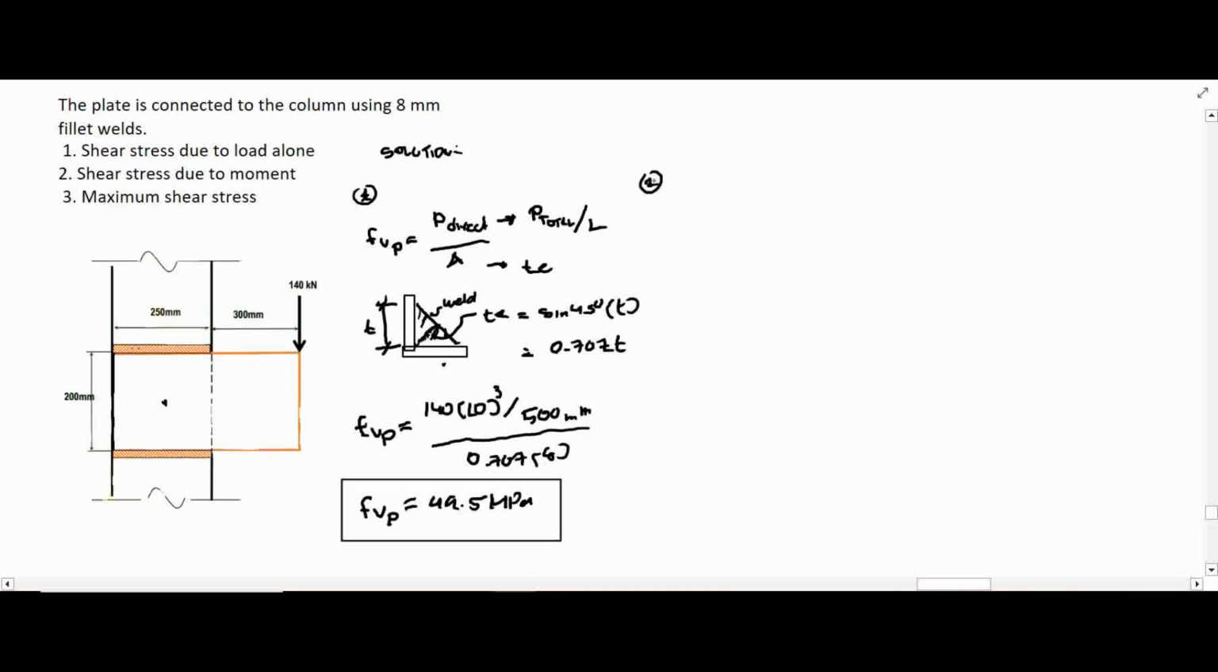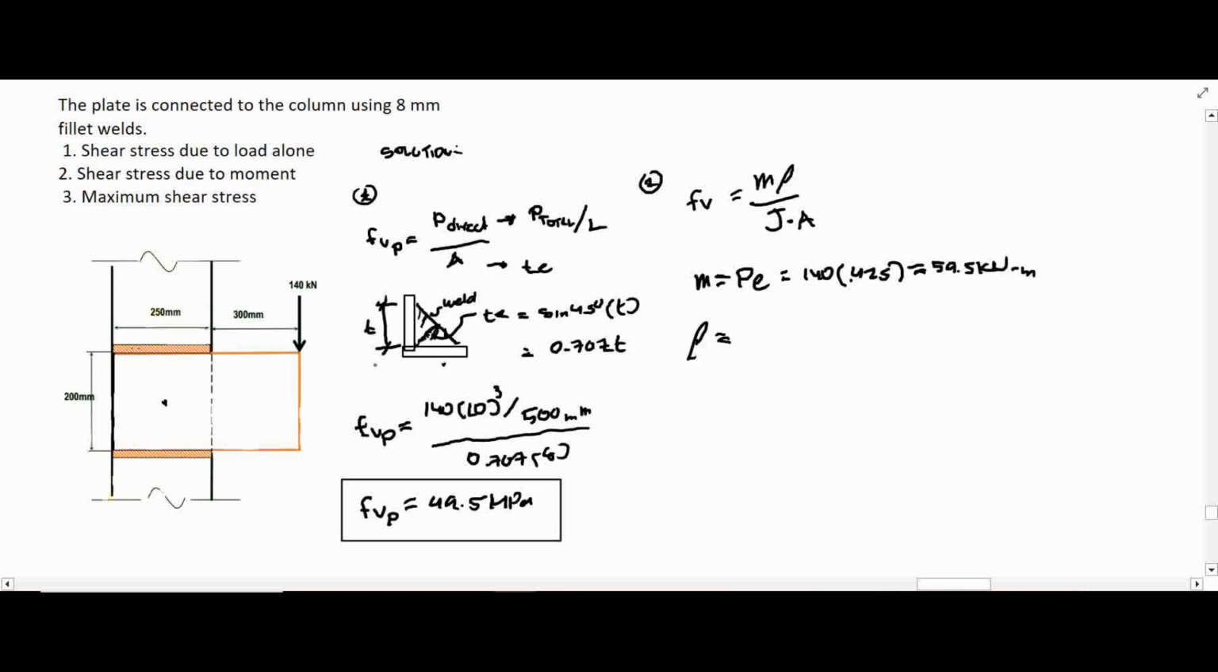Okay, so number two, the required is the shear stress due to the moment. So we can use this formula: Fv is equal to moment times the radial length rho over J, multiplied by the area. So we have our M is equal to P times e, in which our P is 140 times the eccentricity, that's 300 plus 125 millimeters, so that's 425 millimeter or 0.425 meter, which is equal to 59.5 kilonewton meter.